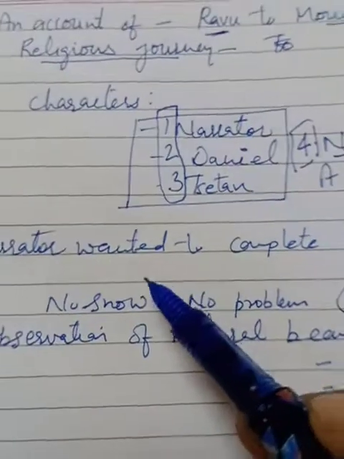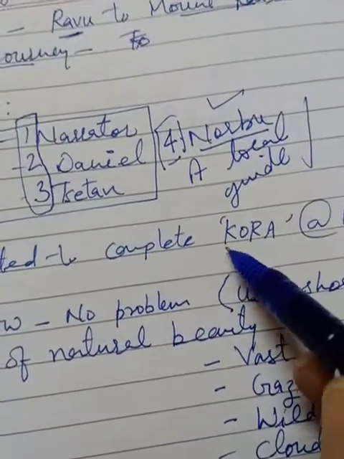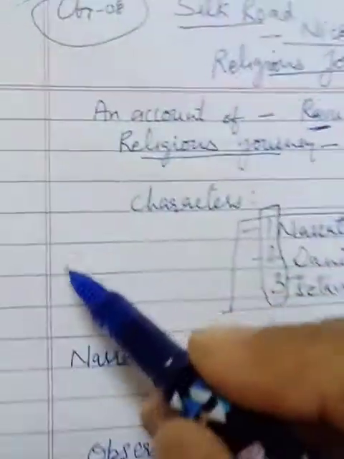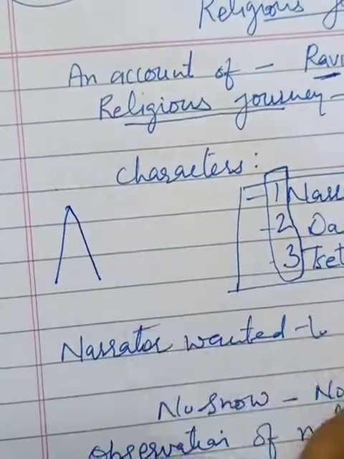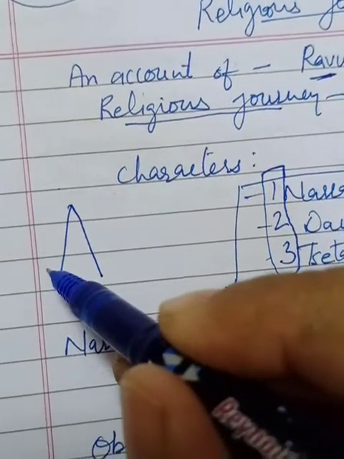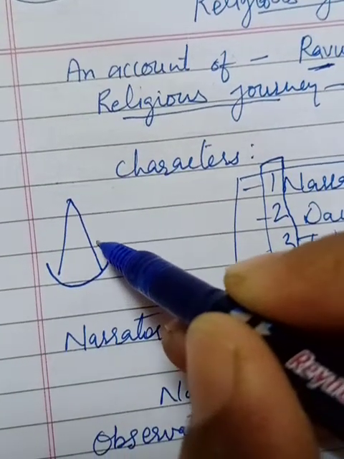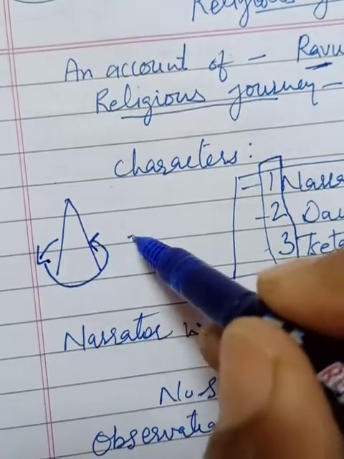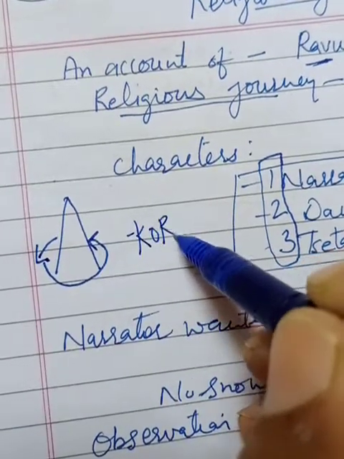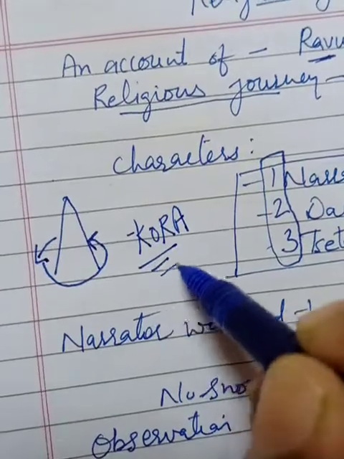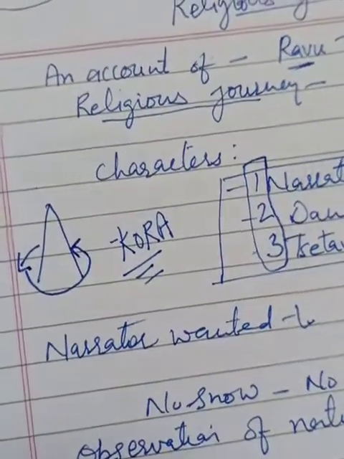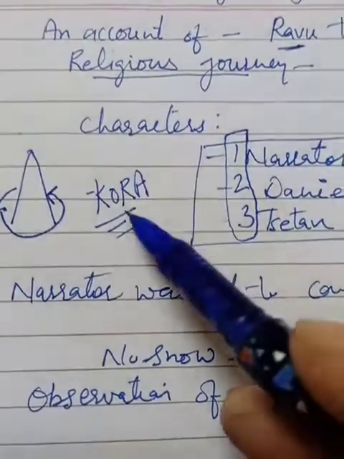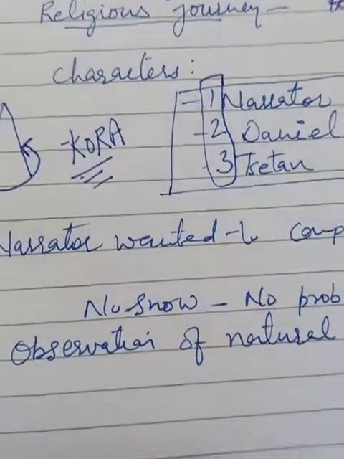Now the narrator wanted to complete his Kora. What does Kora mean? First let me tell you. Suppose this is Mount Kailash, and if we take a circle around it, around this particular Kailash, that is called Kora. Understood? So the narrator wanted to complete his Kora.